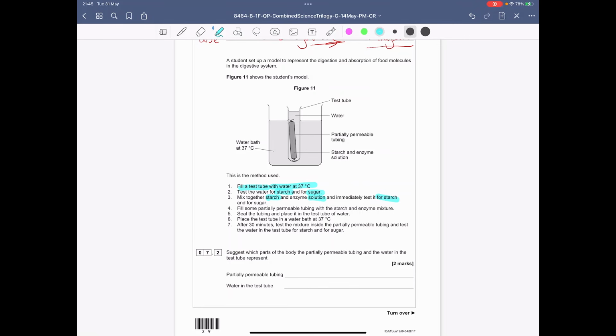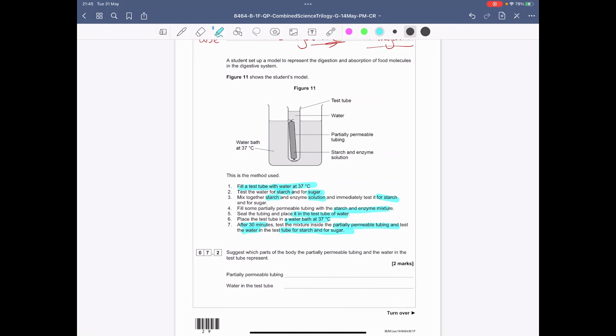They fill some partially permeable tubing with the starch and enzyme mixture. They seal the tubing and place it into the test tube of water. They place the test tube in a water bath at 37 degrees, and after 30 minutes, they test the mixture inside the partially permeable tubing and test the water in the test tube for starch and sugar.